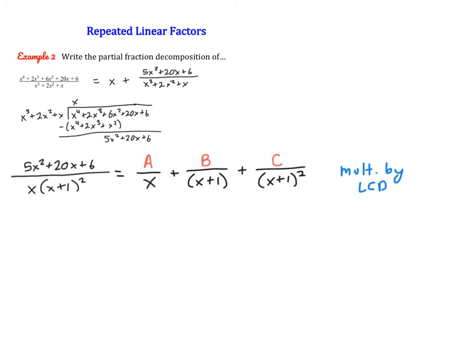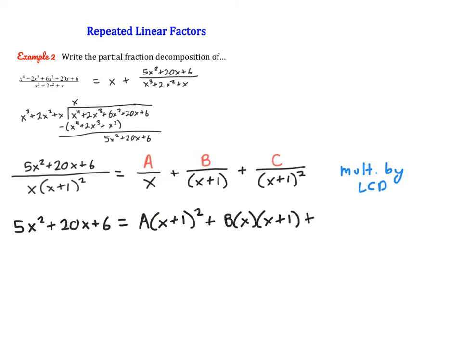And the LCD in this case is x times x plus 1 squared. So the left side of our equation, the denominator clears completely. So when I multiply this first term, the x will cancel out, but we're left with x plus 1 squared. So a times x plus 1 squared. For b, one of the x plus 1's cancel out, but there's still an x, and there's still an x plus 1. And for c, the x plus 1 squared cancel out, but there's still an x. So we have c times x.